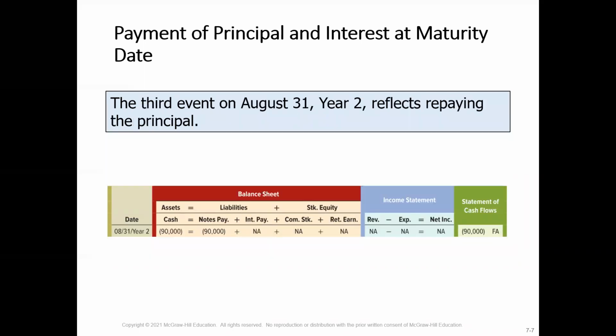So then our next transaction would be to repay the principal. So that would be just writing a check for $90,000 in settlement in full of the note payable obligation. So that would decrease cash and decrease notes payable by $90,000. And it would be a cash outflow for financing activities of $90,000.